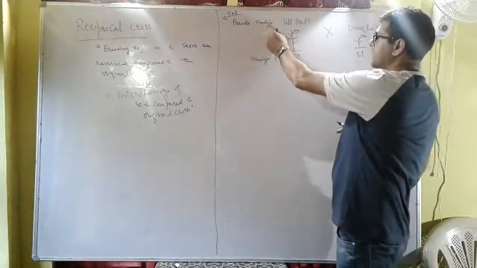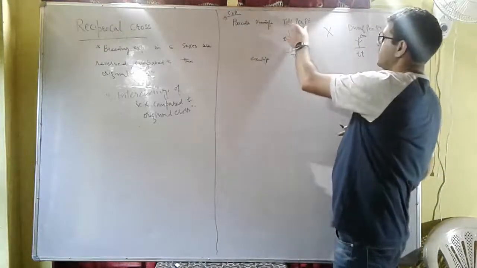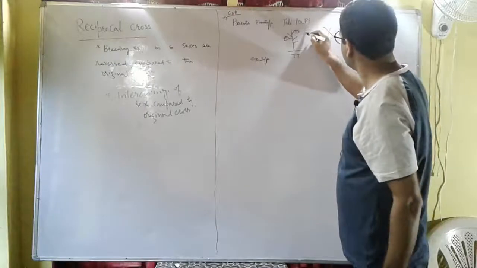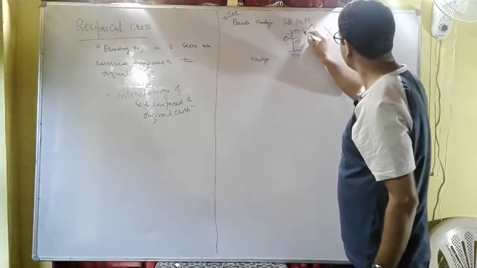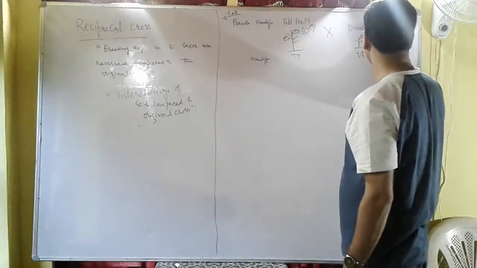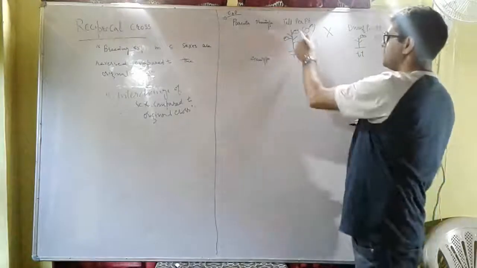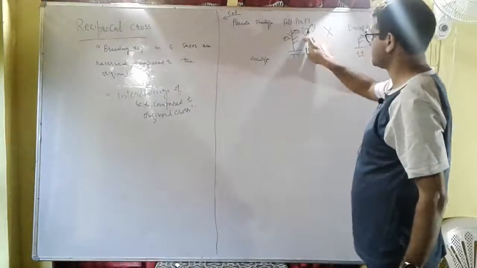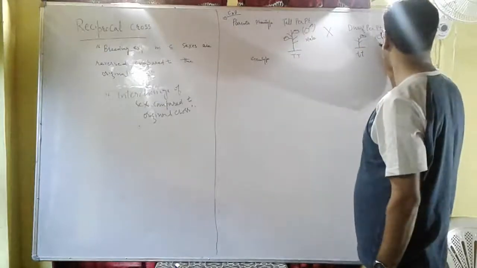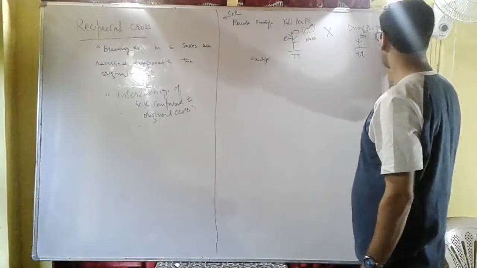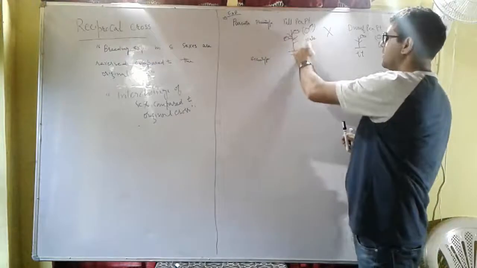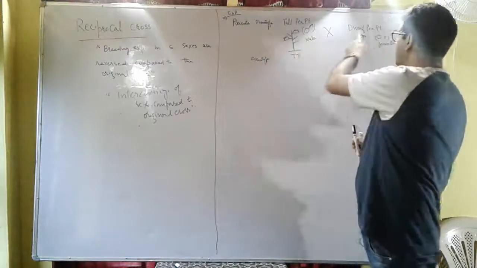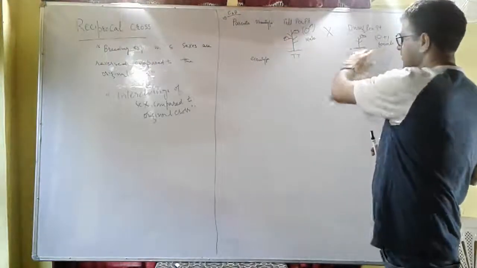Here we have two parents. This is the tall pea plant, and this is the dwarf. The tall plant is taken as male and the dwarf is female. We have two parents: the male parent, and the female parent. So the tall pea plant is a male parent and the dwarf pea plant is a female parent.